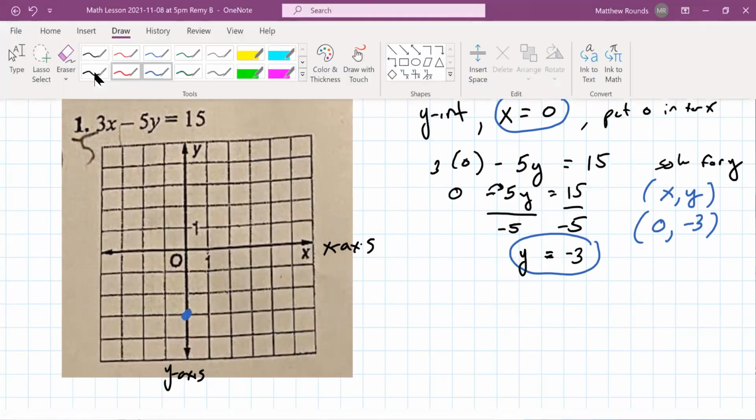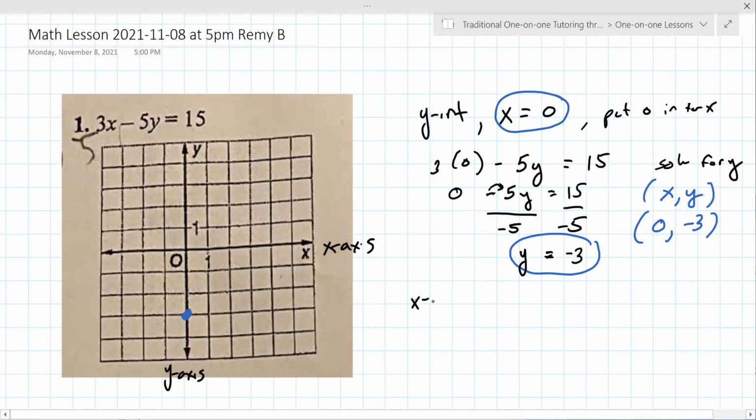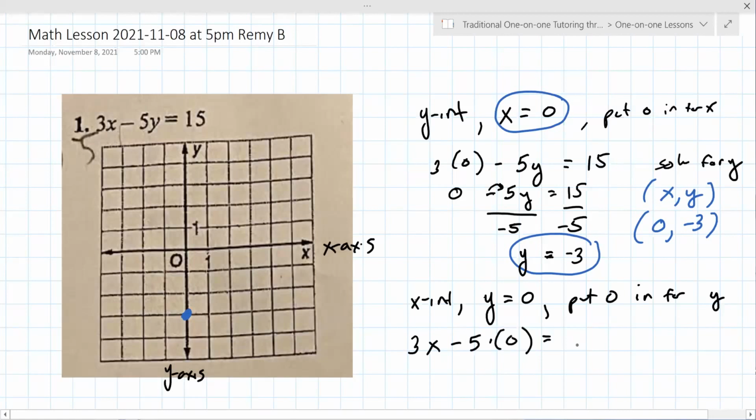All right. So if you followed that, the x-intercept now is when y equals 0. So you put 0 in for y. So you go back to the original, not this thing you were working on. 3x minus 5 times 0 equals 15. Anything times 0 is 0. This becomes 3x minus 0, which is really 3x equals 15, because when you subtract 0, it just goes away.